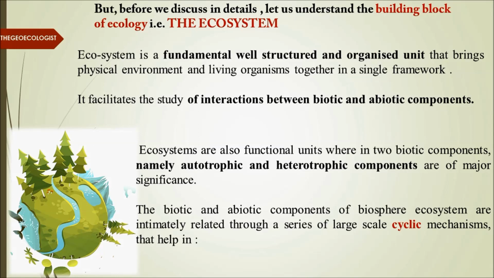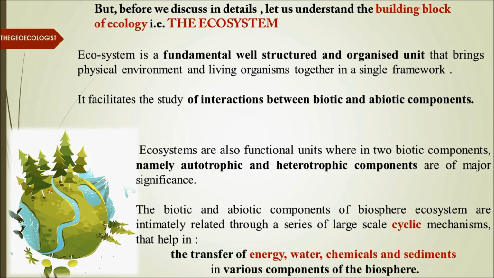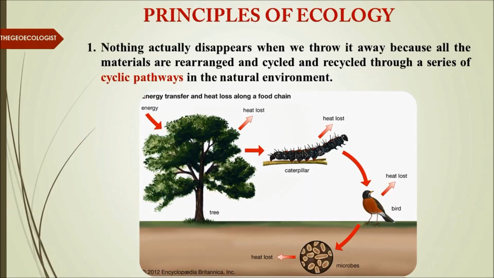So, biotic and abiotic components of the ecosystem are intimately related through a series of large-scale cyclic mechanisms that help in the transfer of energy, water, chemicals, and sediments. All these various components of nature are transferred in this cyclic mechanism in the entire biosphere. So this is the systematic understanding of the ecosystem, right? Now let's look further.